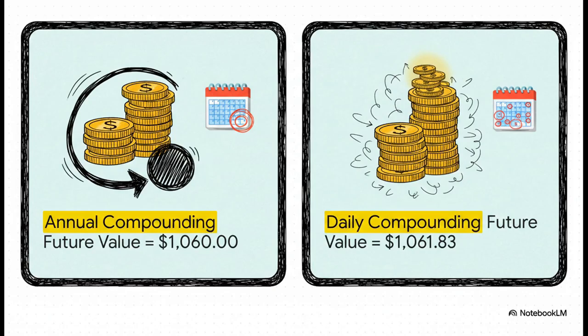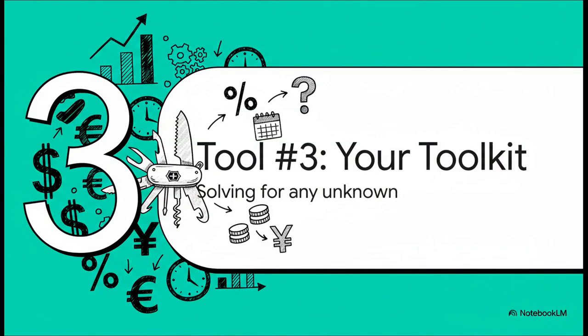Okay, to really see what's happening, let's just focus on the two extremes here. We've got the same investment, the same interest rate, but just by changing how often it compounds, you end up with extra money. The more compounding periods, the sooner your interest starts earning its own interest. It's literally free money. Okay, so our third and final tool.